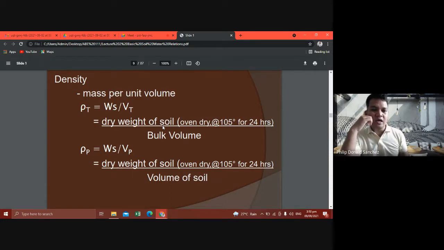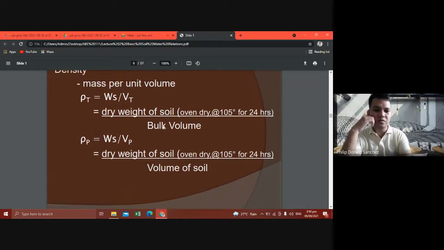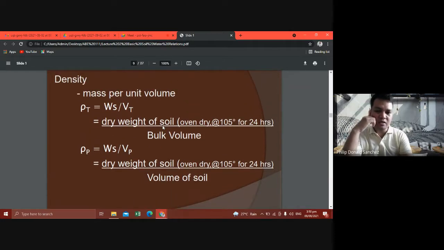So mass per unit volume, but in terms of total volume, it's the dry weight of soil when we oven dry it at 105 degrees for 24 hours. For your information, the 105 degrees Celsius drying temperature is the standard. It follows the international standard or the AOAC standard.